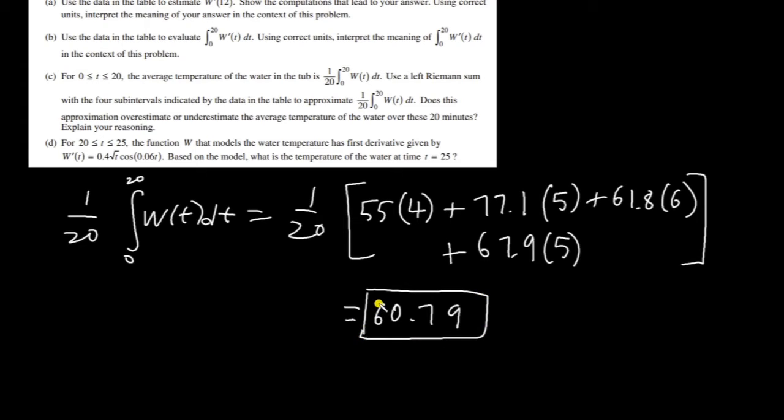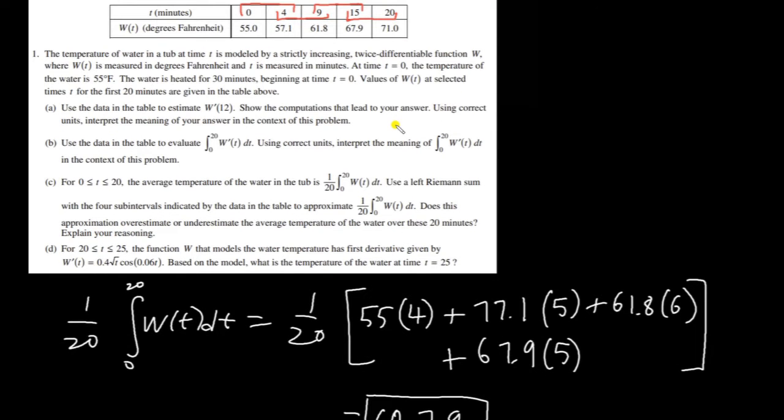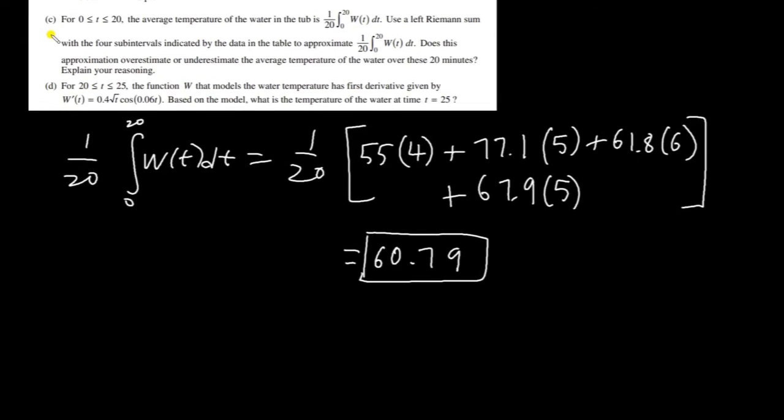Alright, so now we figured out this integral. Now we need to say, okay, is this an overestimate or an underestimate? Alright, so this is actually a tricky thing because it relies on a tiny bit of data in the words of the question, and that's the word strictly increasing, right? So if we were to draw a strictly increasing graph, so for example, there we go.